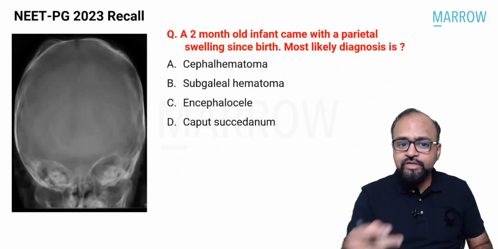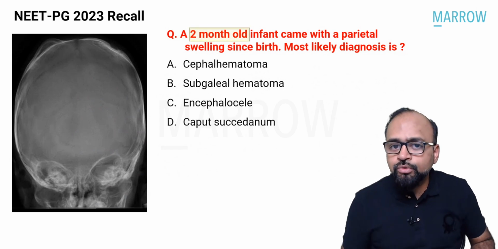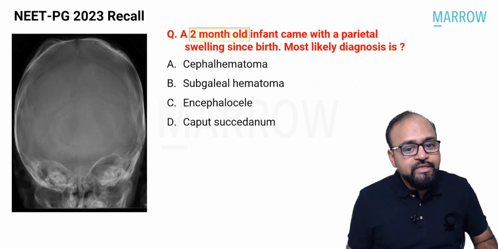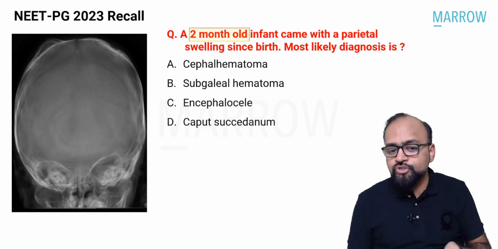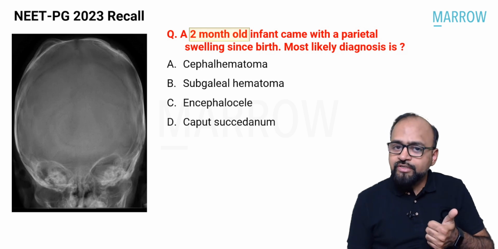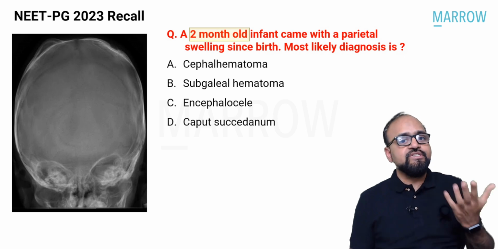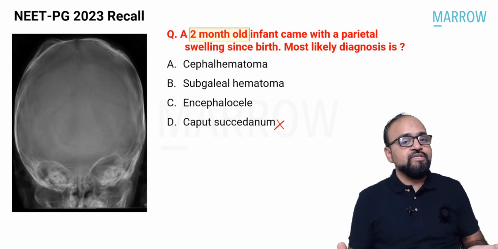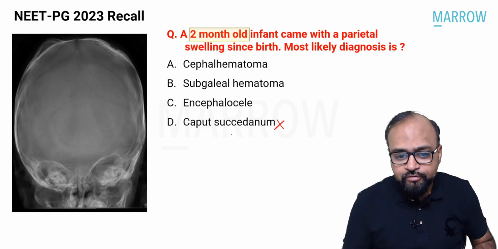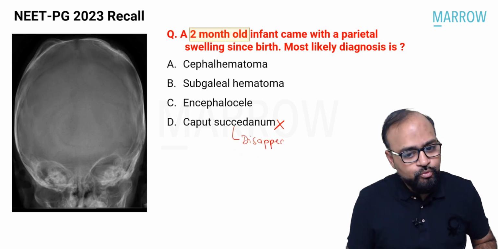Right, now let us come back to this question. See, what is the age? This is a 2-month-old child with a parietal swelling since birth. So the swelling was since birth, so one of these options. Now it has persisted up to 2 months. Tell me which of these options absolutely never persists. It disappears within a few hours. What is that? It is caput succedaneum. So this cannot be the answer. Why? Because caput succedaneum completely disappears in a few hours.